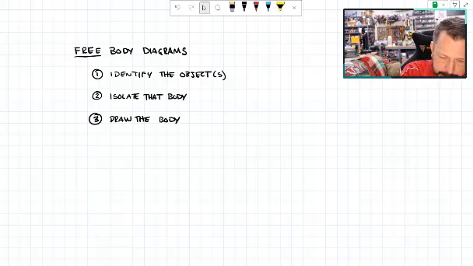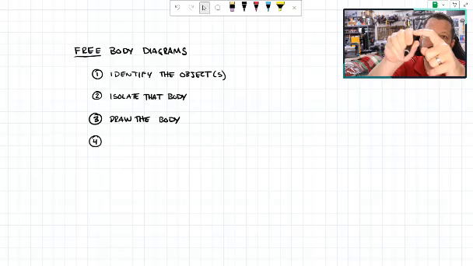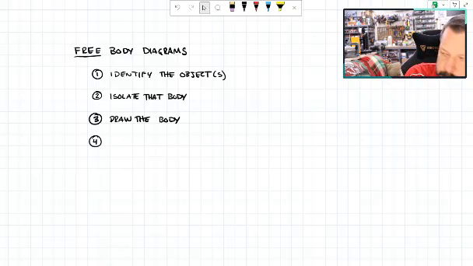So once you've got that, step 4 is you need to go in and identify all those forces. Remember I said that my fingers were touching the pen or whatever. So you need to identify the forces.